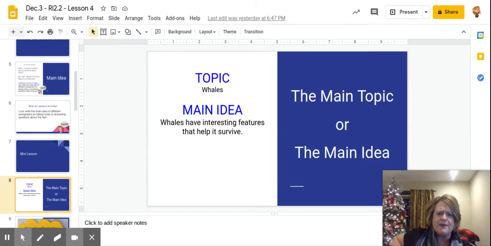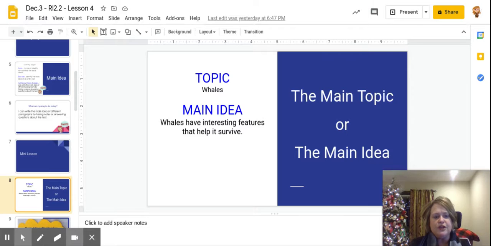So here again, we're talking about main topic versus main idea. A topic is whales. One word just kind of wraps the whole thing up. But the main idea is whales have interesting features that help them to survive. So I could say that the main idea is whales, but really that's more of the topic. What is the whole passage about? Well, I learned that there are features that help the whales survive. Its skin, its blowhole, all of these things that I'm learning about, that is helping it to survive.